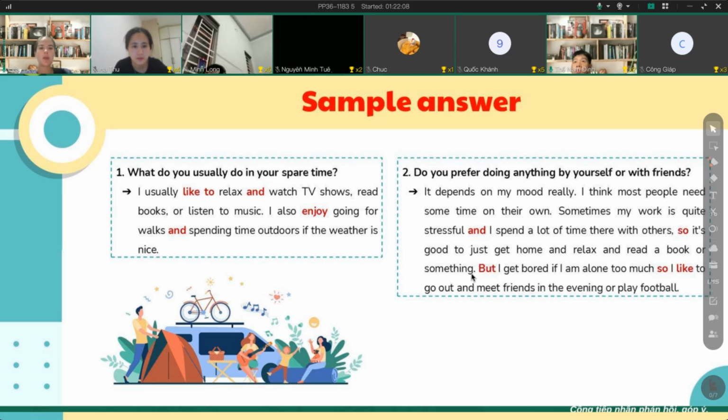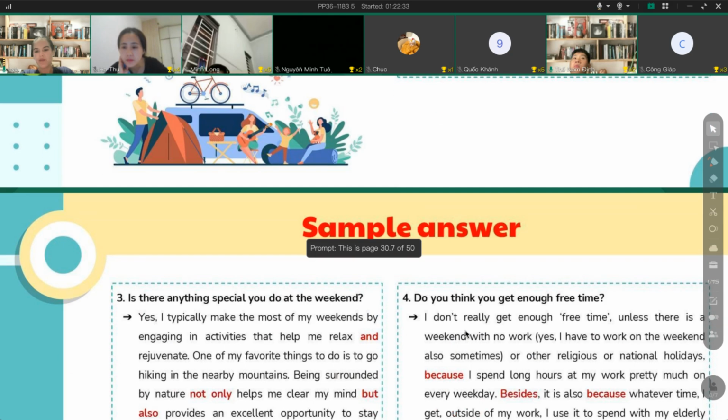Number 2, do you prefer doing anything by yourself or with friends? It depends on the mood, really. I think most people need some time on their own. Sometimes my work is quite stressful and I spend a lot of time there with others, so it's good to just get home and relax and read a book or something. But I get bored if I'm alone too, so they are contrasting. So I like to go out and meet friends in the evening or play football.